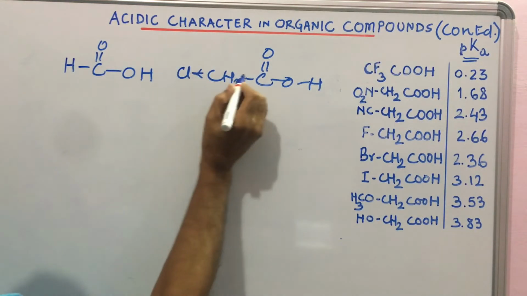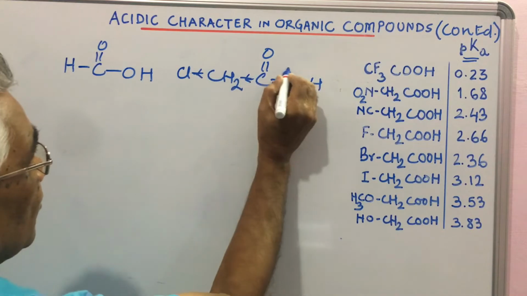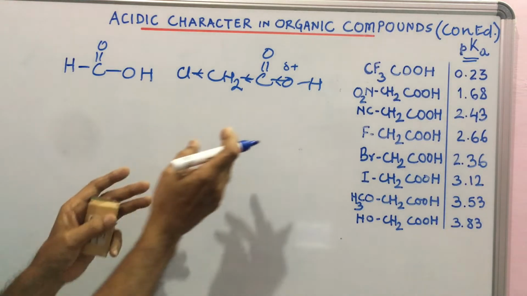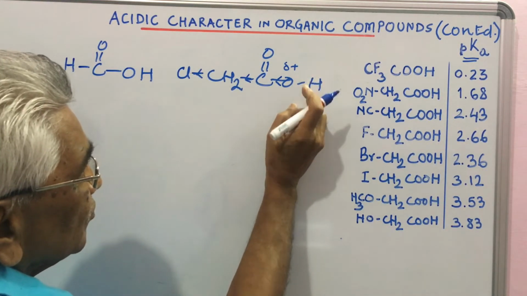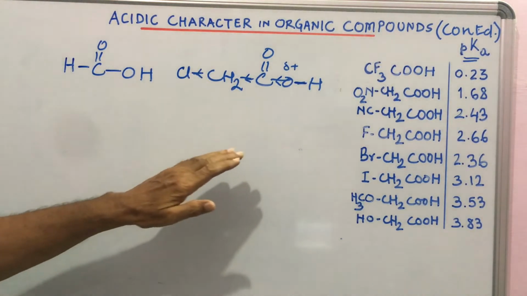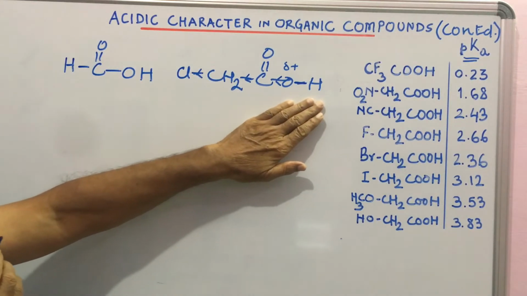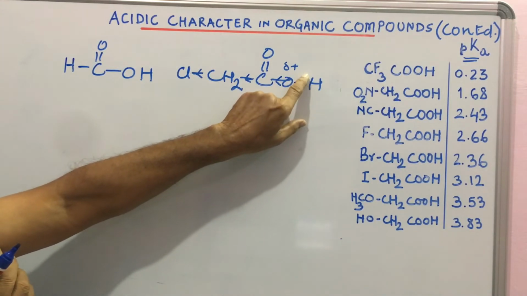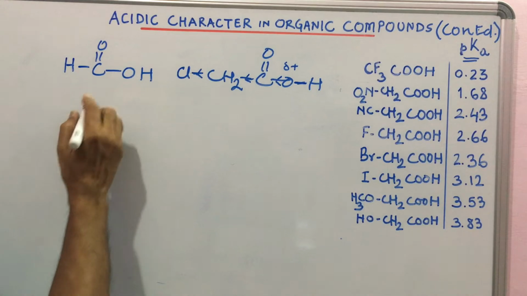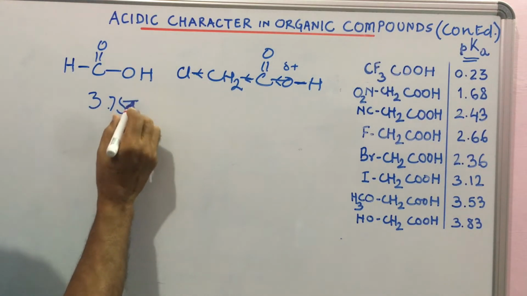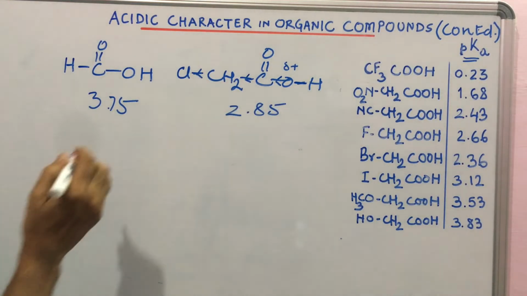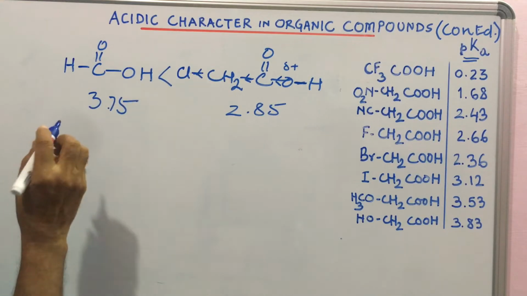This has minus I effect. This has a delta plus charge. This will encourage in accepting the burden of these two electron pair. So, proton is a bit easily lost because this loses this electron pair easily here, goes as H plus. So, this was 3.75, this is 2.85, stronger acid than formic acid.